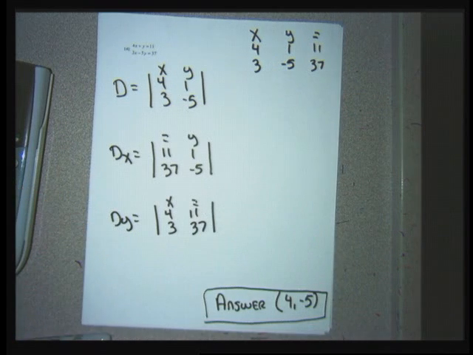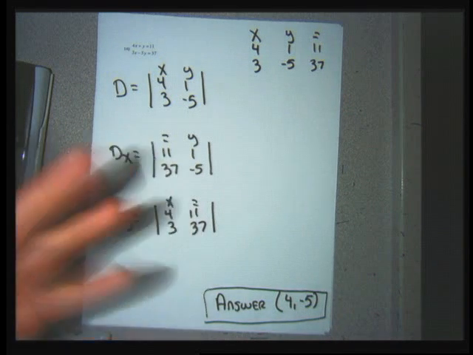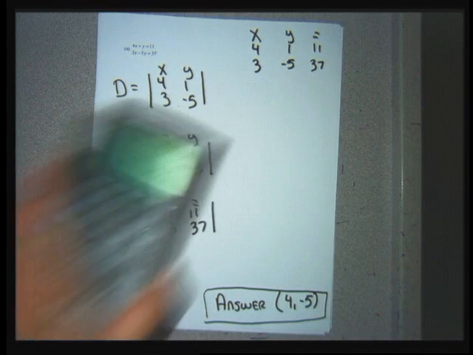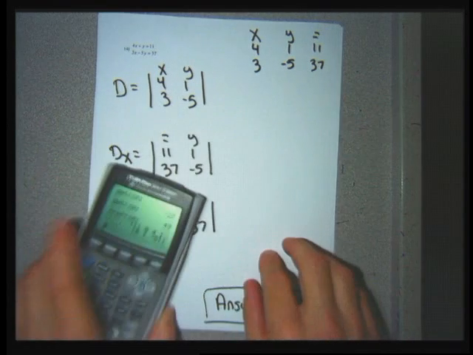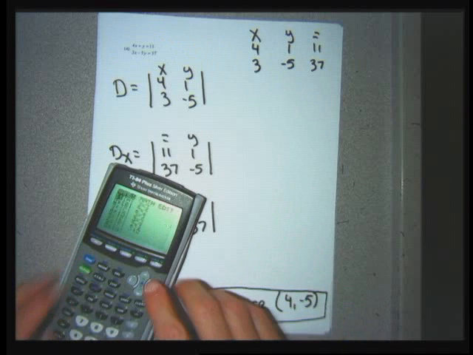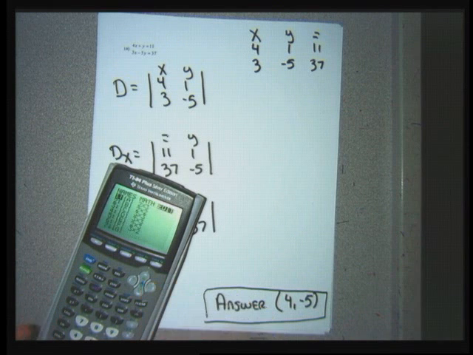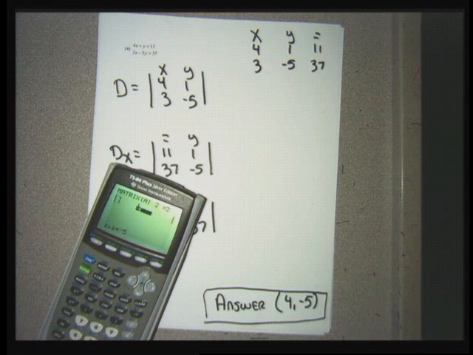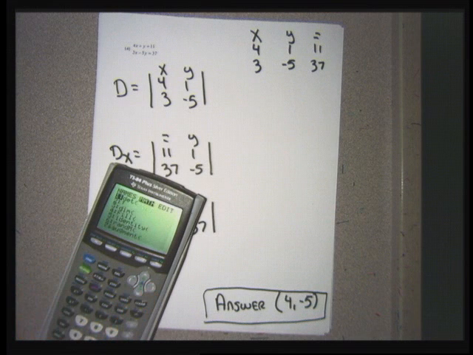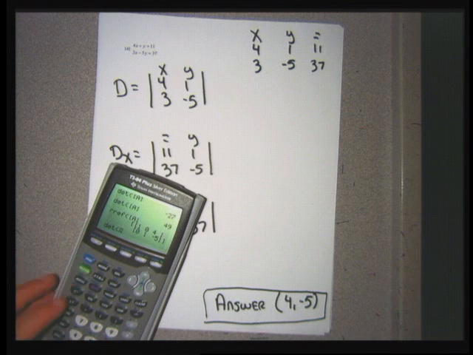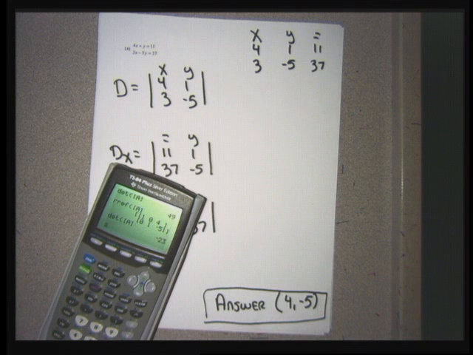I lied. I'm going to use my calculator because I don't want to deal with multiplying by 11 and 37. Sorry. So let me do this. Second matrix, edit this 2 by 2, type the numbers 4, 1, 3, and -5 for the D. Then second quit, second matrix math and determinant, second matrix enter, enter. The first number comes out to be -23.